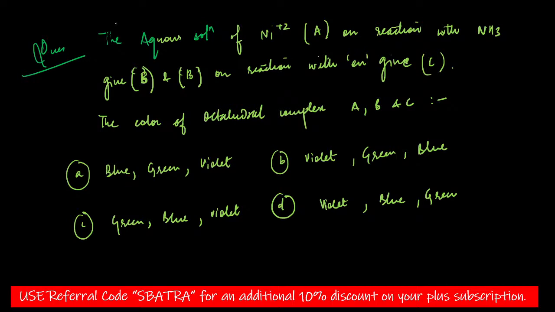When we react the A complex with ammonia it gives B, and when we react B with ethylene diamine, it gives C. So what we have to find out is the color of octahedral complexes. There are four options given.